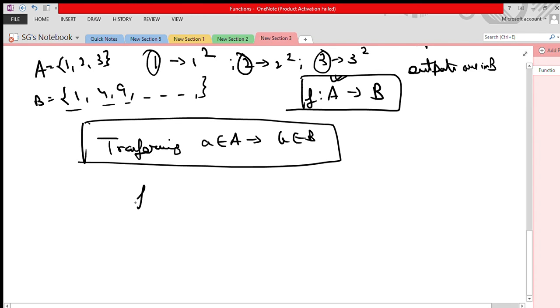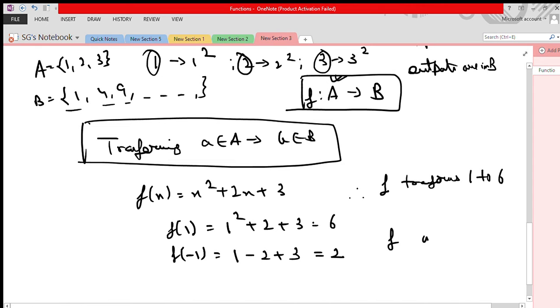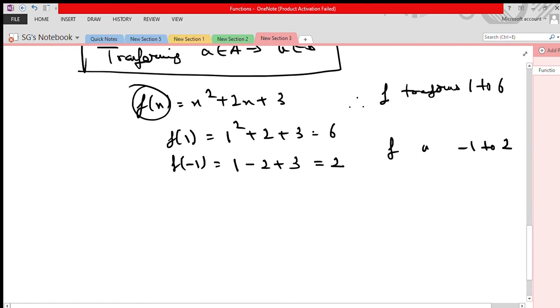For example, you have a function given as f(x) = x square + 2x + 3. If you put x equals 1, you get 1 square + 2 + 3, so this becomes 6. Therefore the function f transforms 1 to 6. Similarly, if you put -1 in place of x, you get 1 - 2 + 3, that is equal to 2. So f transforms -1 to 2. Clear? So f is actually transforming one sort of input to a desired output. Am I clear? So this is what a function basically means.